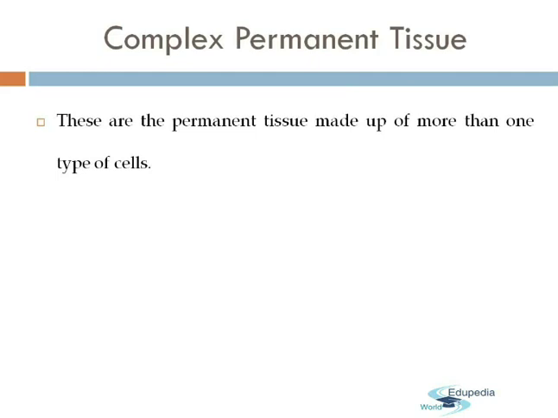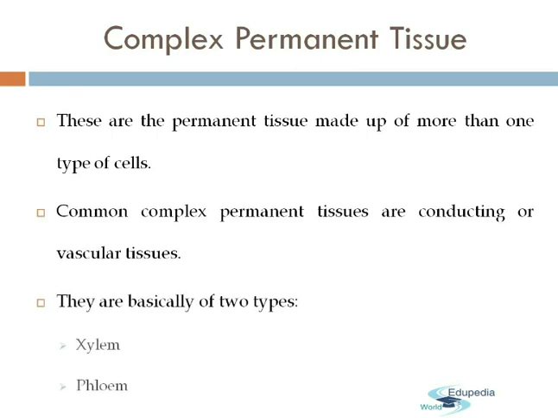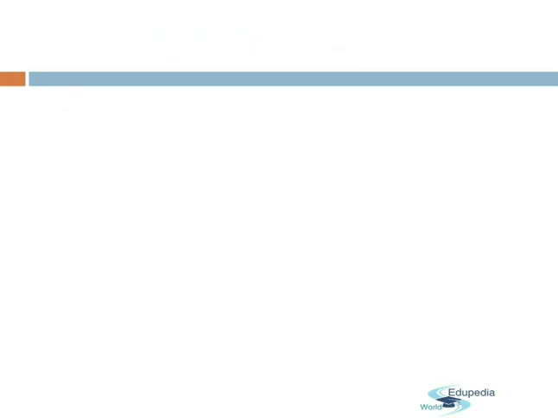Now, a simple question which arises in our mind is why they are known as complex permanent tissues. These are permanent tissues and they are made up of more than one type of cell. See, in parenchyma, all the cells had the same character. Similar was the case of collenchyma and sclerenchyma. But when we study these tissues, we see that they are made up of different types of cells. But combined, all these cells do a particular function in the plant body. So they are known as complex tissues.